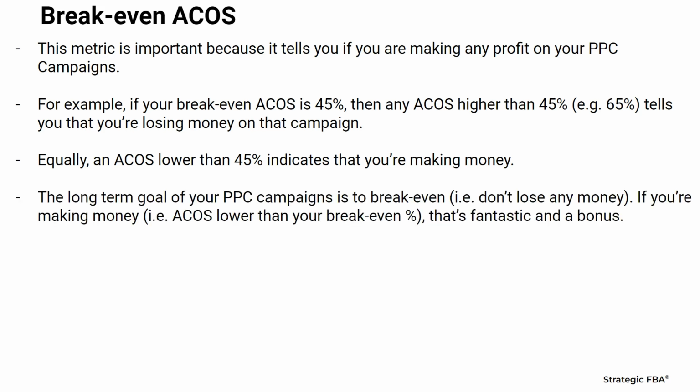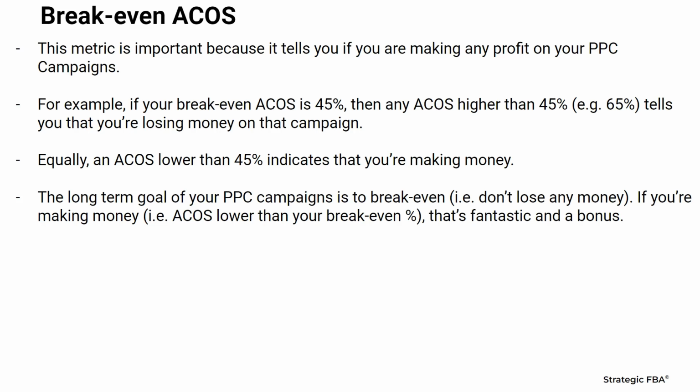The long-term goal of your PPC campaigns is to break even, i.e. don't lose any money. That's the goal. If you're making money on your campaigns, meaning you have an ACOS lower than your break-even percentage, that's amazing, that's fantastic, that's a bonus. The idea behind Amazon PPC is we want to gain rank using PPC, organic rank, and if we can break even on PPC at the very least, then we know that any additional sales that we make organically will be profitable.